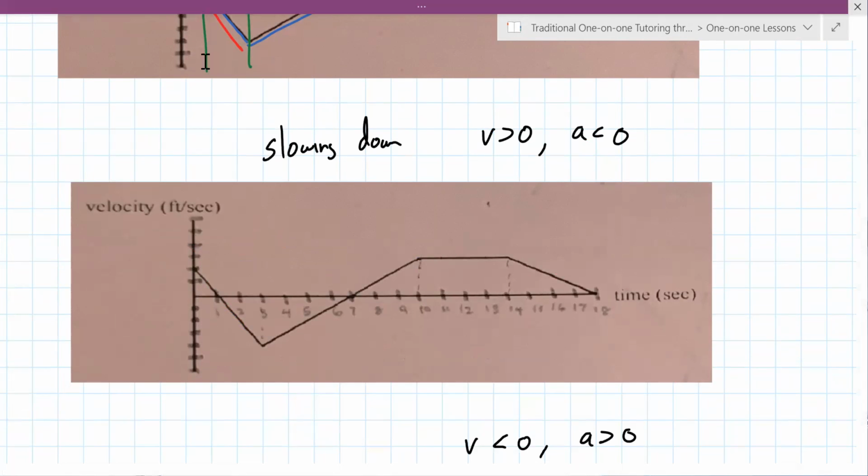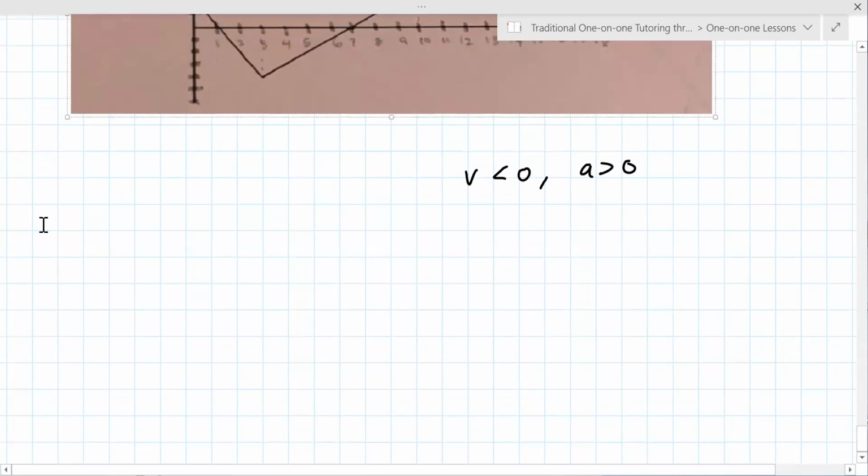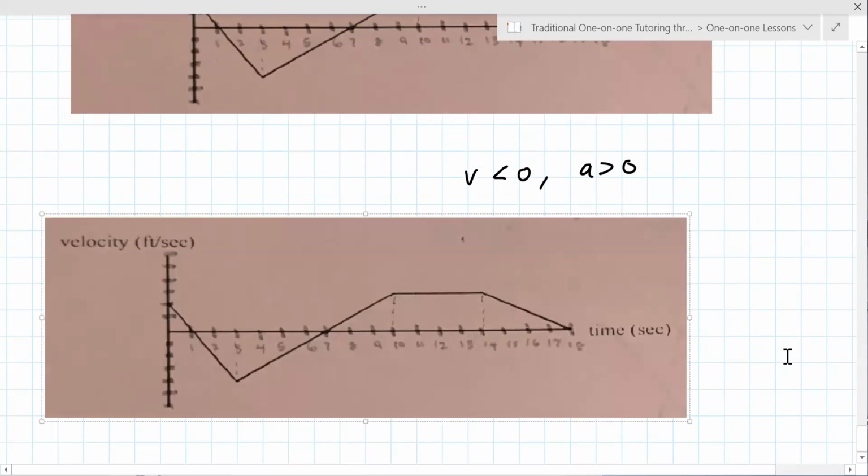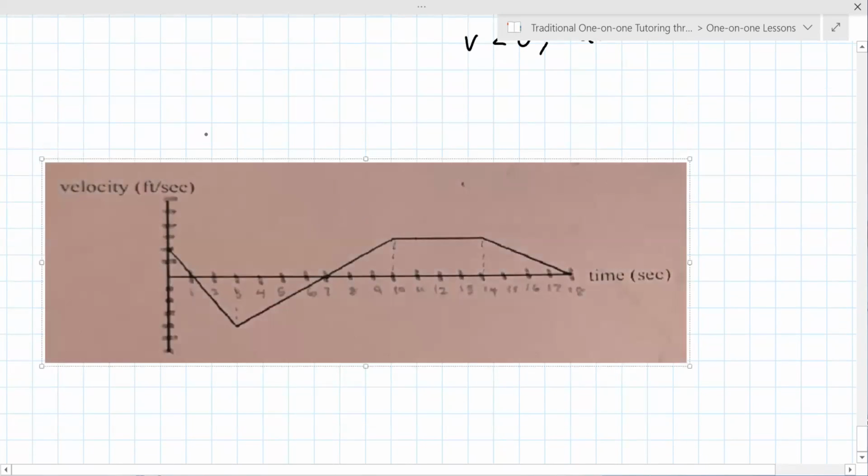Okay. So let me copy this graph down one more time. And again, I'm gonna send this to you, notes at the end, PDF. The next question asks whenever it's moving forward. Yeah.